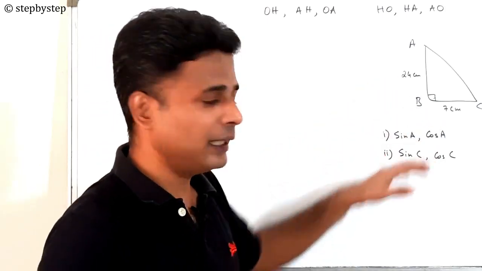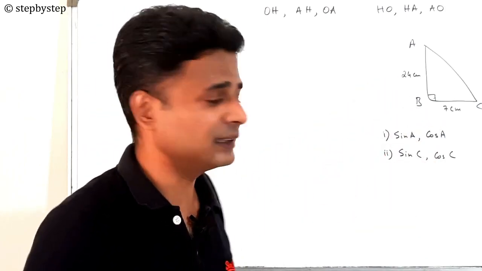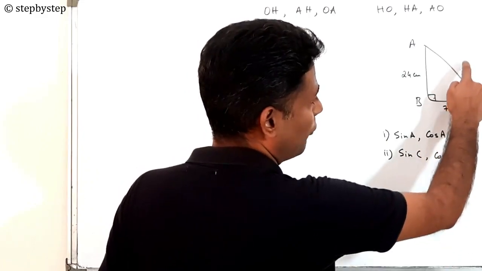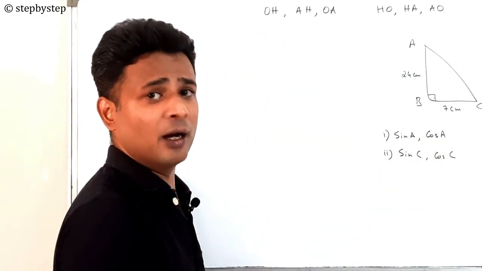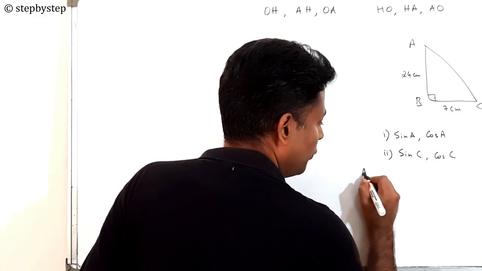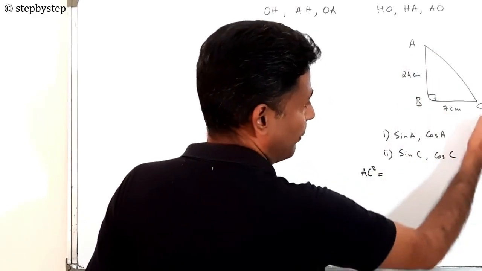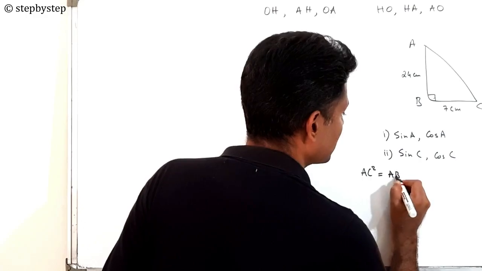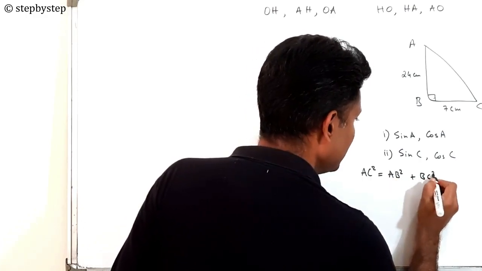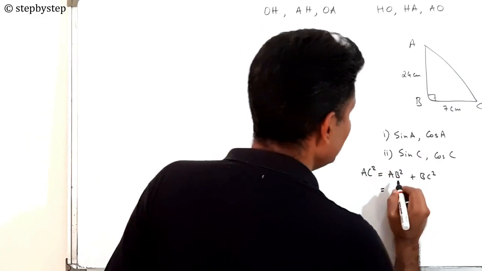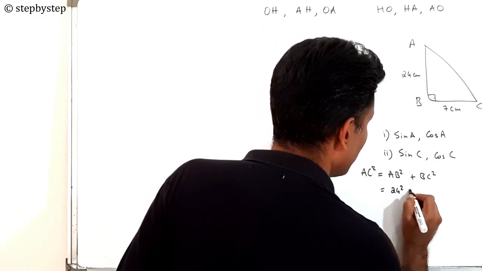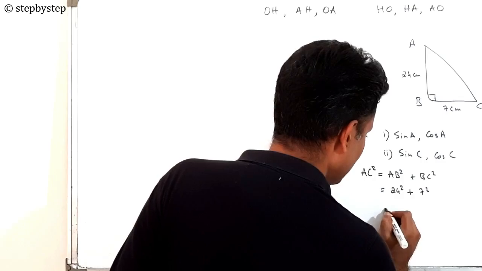Now before we find anything, we should know all three sides. So we know these two sides. How will you find AC? Using Pythagoras theorem. So what do we have? AC square equal to hypotenuse square equal to AB square plus BC square. So AB square is 24 square plus BC square is 7 square.